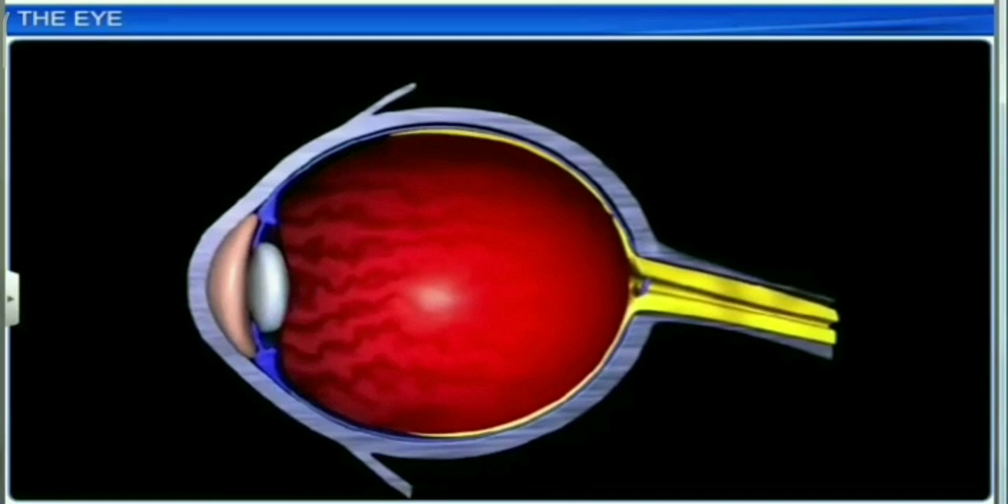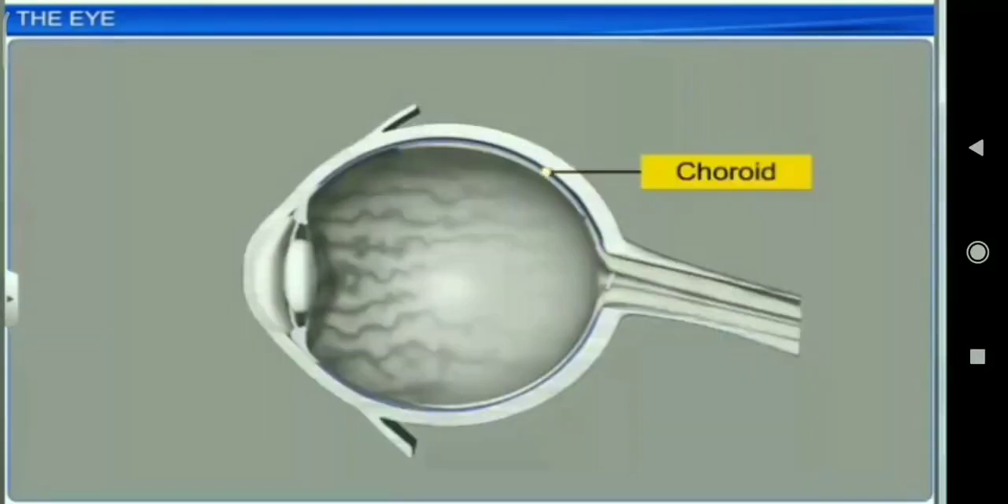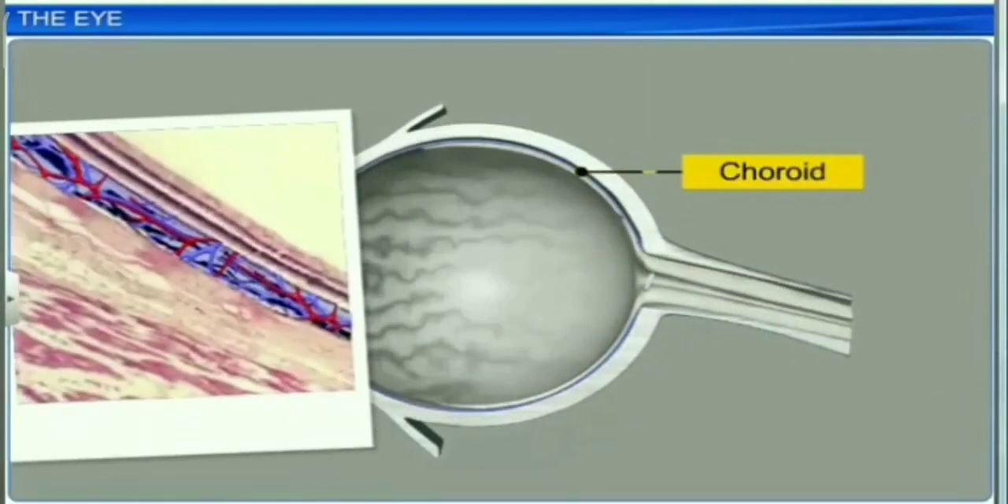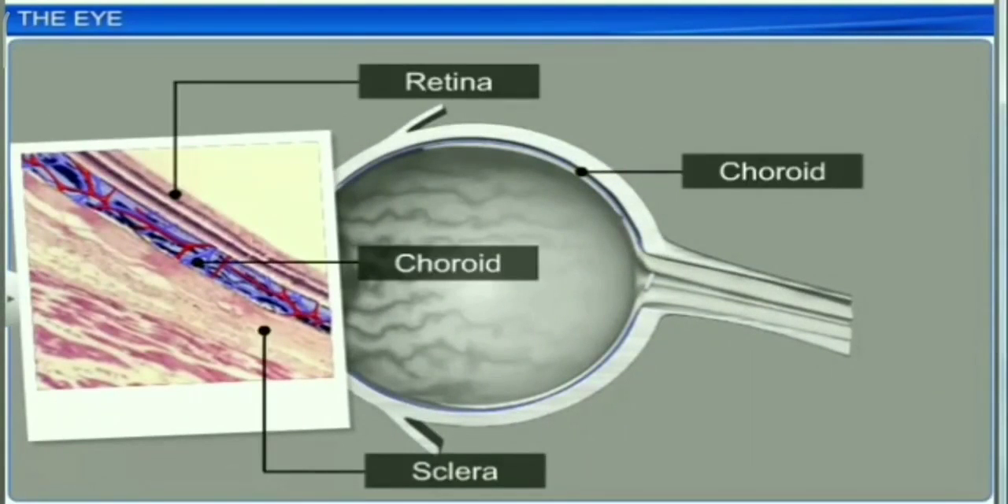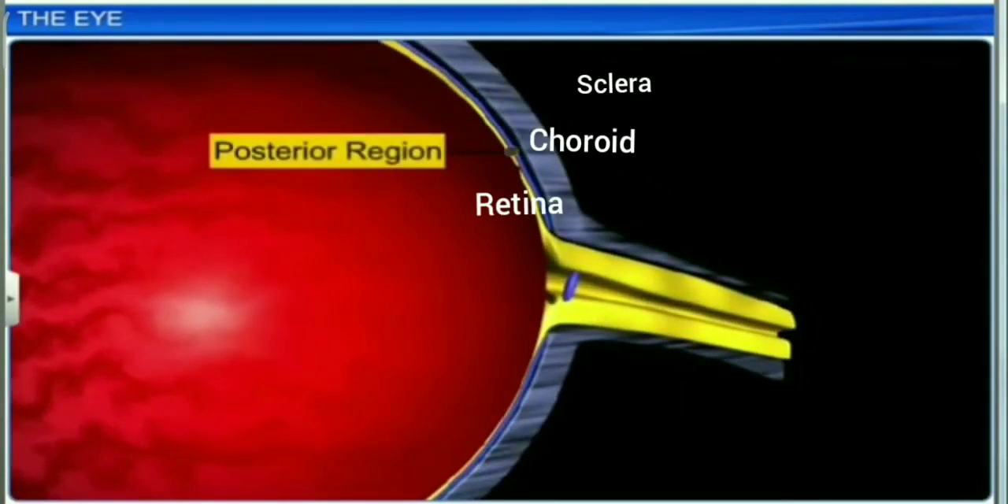The exposed part of sclera and the entire cornea are covered by a transparent membranous covering called conjunctiva. It provides protection and lubrication to the cornea. The middle layer is called choroid. The three layers are sclera, choroid and retina.